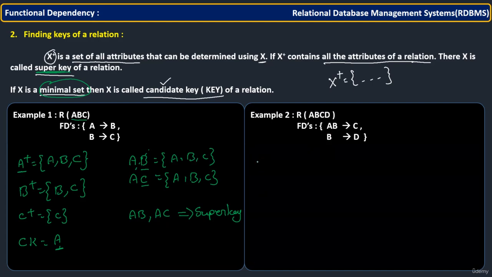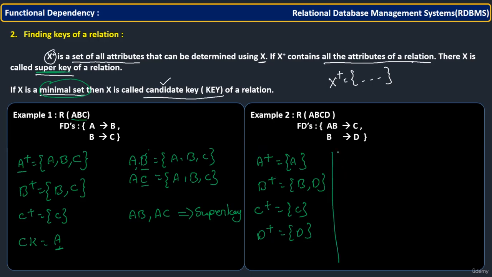Here, if you see individually, A closure, we are getting A only. Is it or not? And B closure, we are getting B only, B and D actually, from this FD. Further is not possible. C closure gives C only, D closure gives D only. So with a single attribute closure, we are unable to find all the attributes in the relation. So let us go for the combination of two.